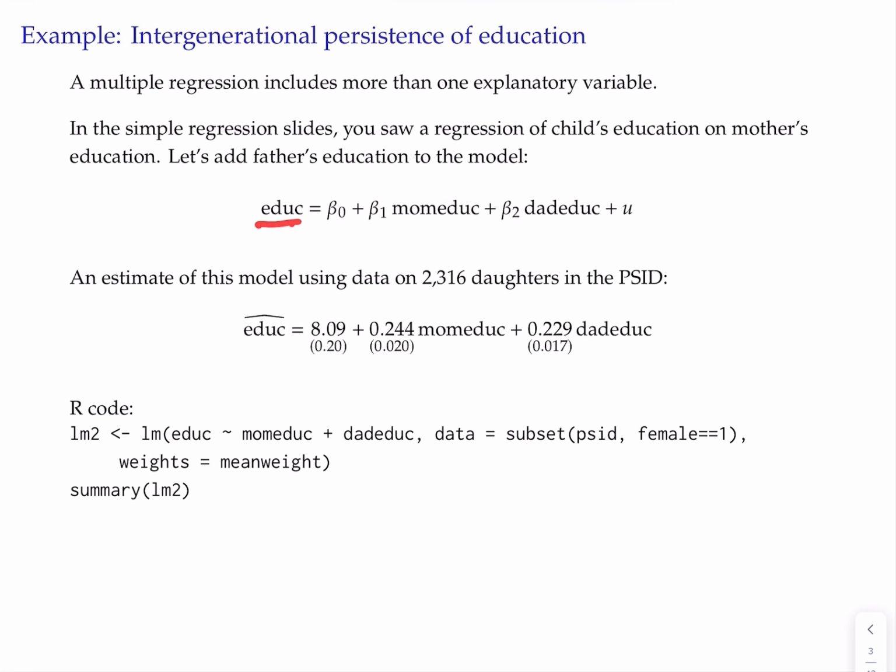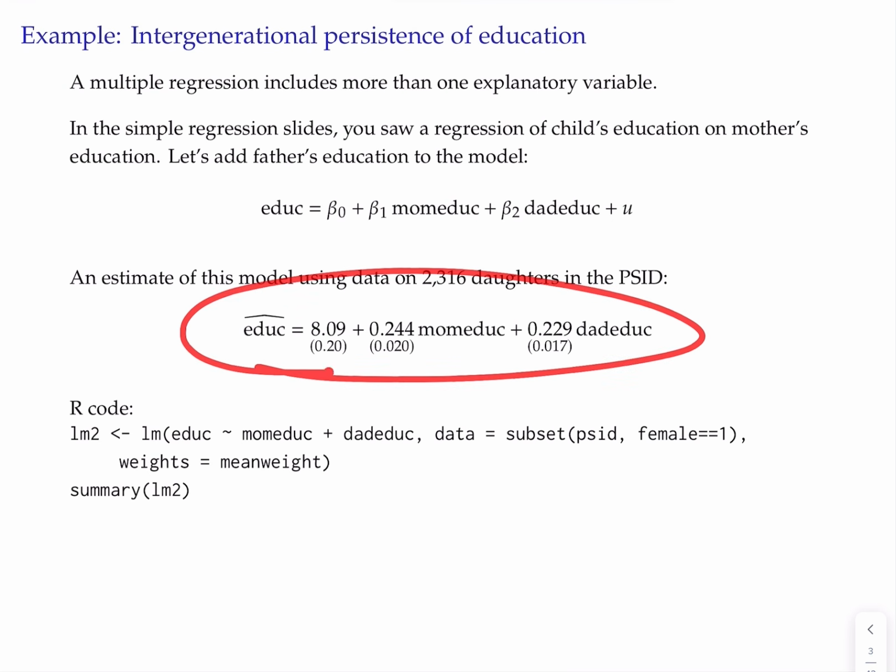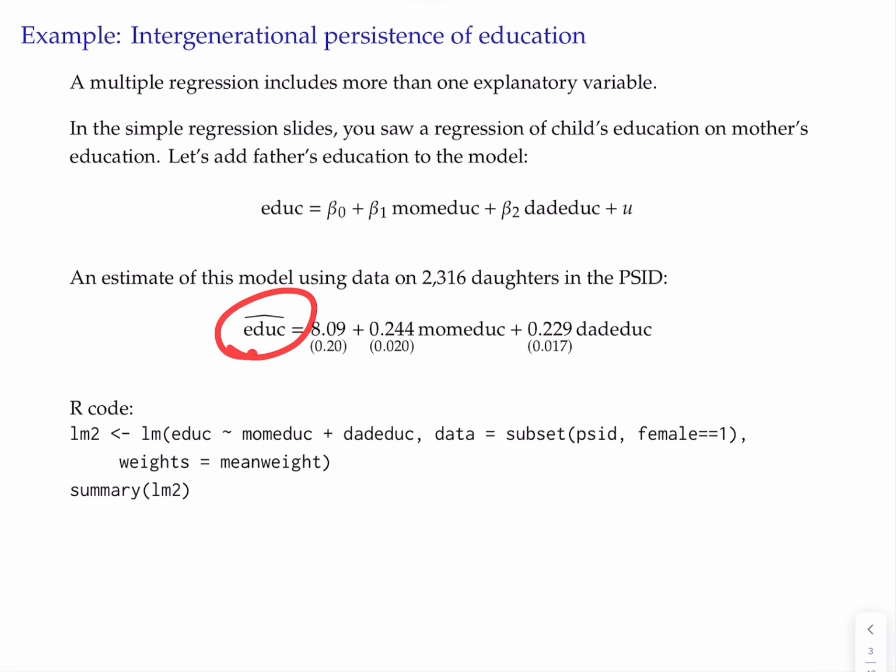So this is our outcome. We now have two explanatory variables and the unobservables u here. We have the same sample of about 2,300 daughters in the PSID who can be linked to both parents' education. And when I include mother's and father's years of education, you can see the coefficients here. This is an example of an estimated regression equation. Notice the education hat there means it's a predicted or fitted value. You can see down here the R code for this.